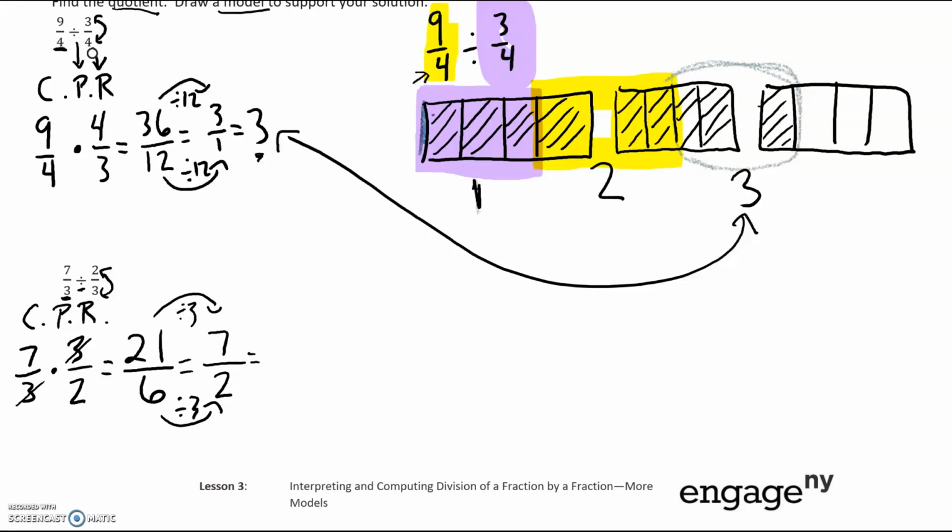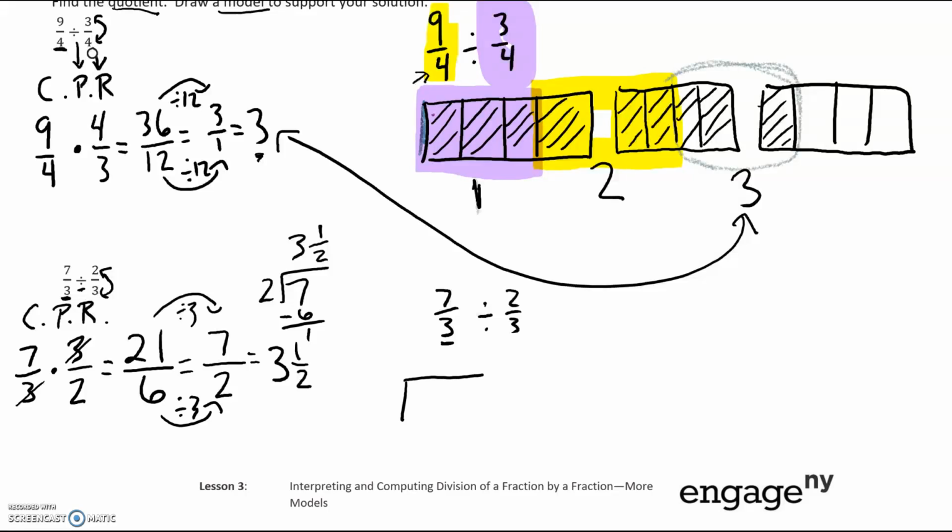And 7 halves, if I'm not sure, I do 7 divided by 2, since that's an improper fraction, and I would get 3. And that 1 is my leftover, my remainder, over 2. So 7/3 divided by 2/3 is 3 and a half. So now let's look at our model. So I'm going to start. And let me rewrite our problem for us. 7/3 divided by 2/3.